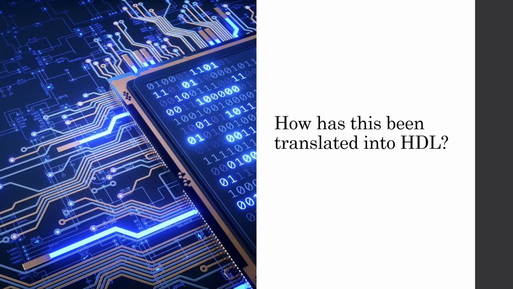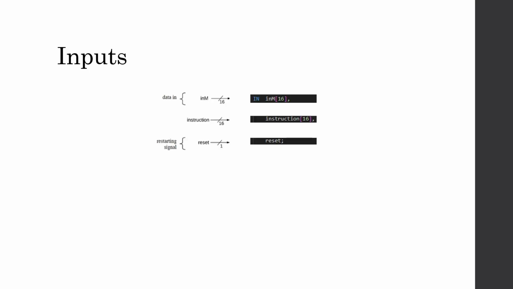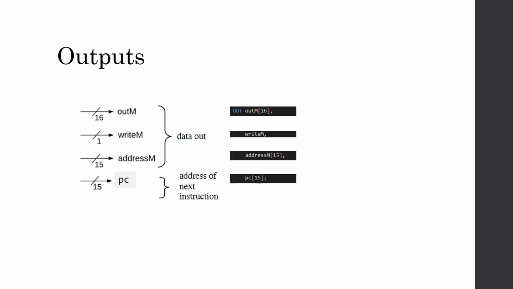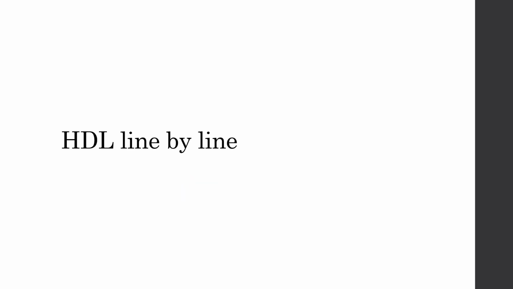Now, how's this been translated into HDL? Well, the inputs have been specified with an IN, and then it has been given its name, inM, and then in brackets, it has the width value. The same can be said for the outputs, except it has been specified with an OUT. Now let's dissect this line by line.